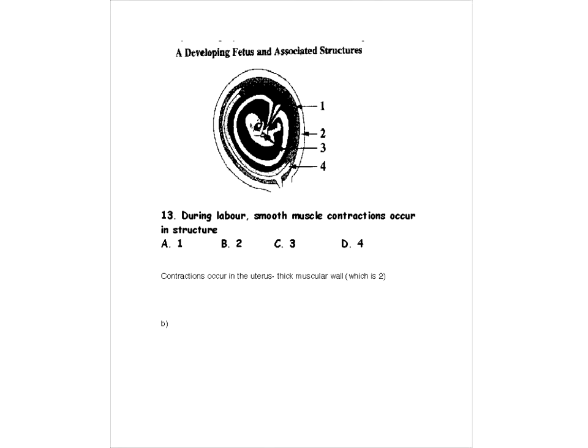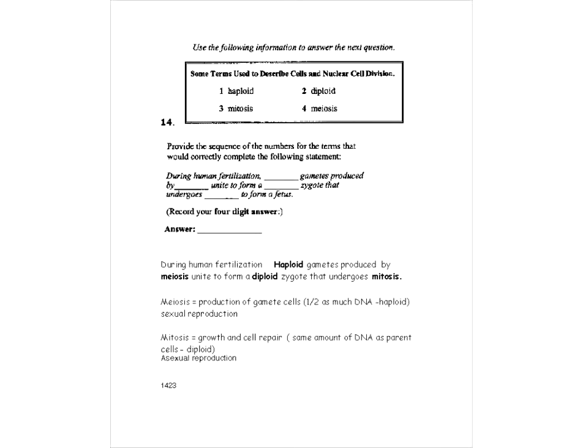So, going on, this is asking us to identify one of the structures having to do with the developing fetus. It says during labor, smooth muscle contractions occur in structure, and it's going to be structure 2. That's the uterus, and that's what this is pointing to. The uterus, as we know, is a thick muscular wall, and contractions in the uterus are going to happen during labor. All right, so moving along.